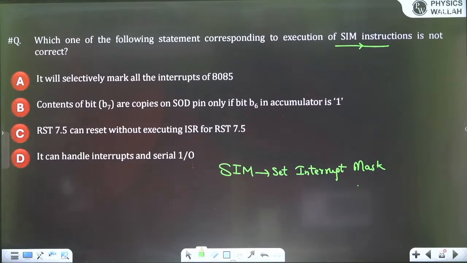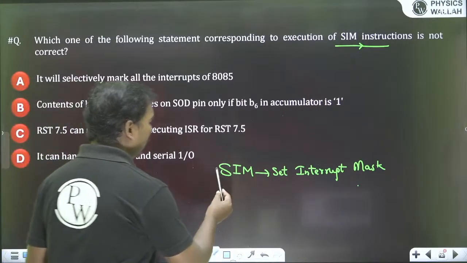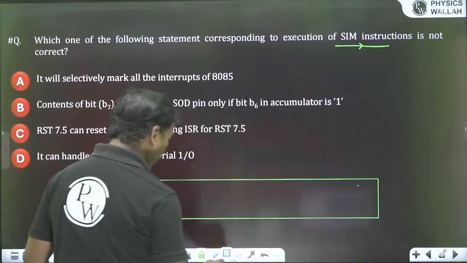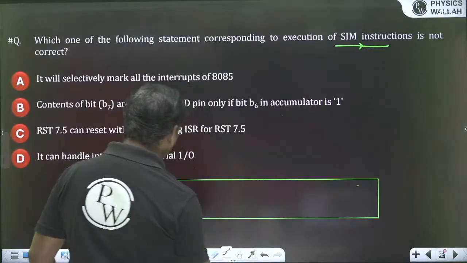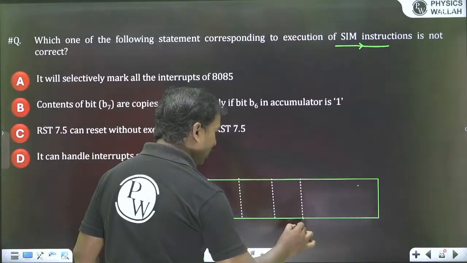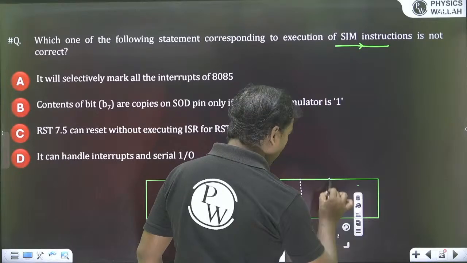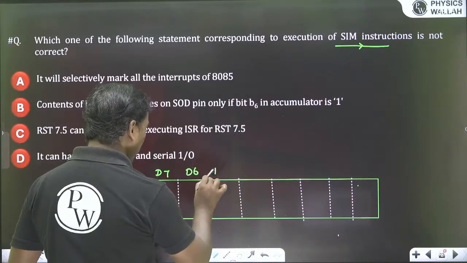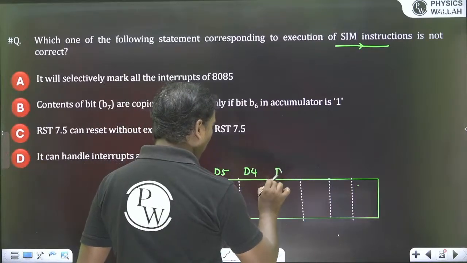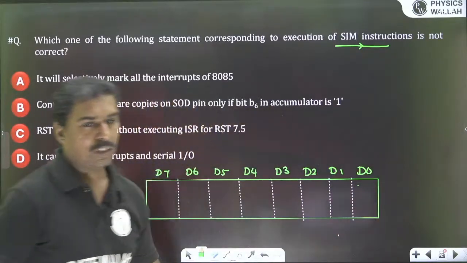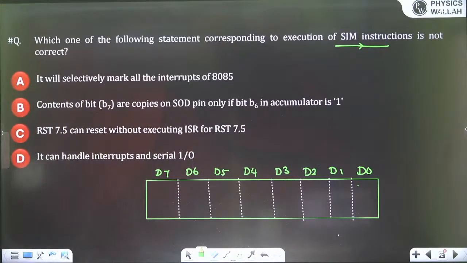Serial out data, it can handle interrupts and serial I/O. See, SIM, set interrupt mask, is actually an 8-bit register, my dear. It has bits D7, D6, D5, D4, D3, D2, D1, D0. So the SIM instruction is used for masking interrupts, but it has some extra functionalities also.